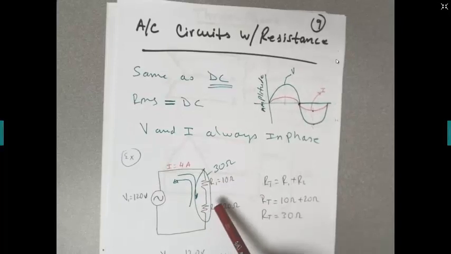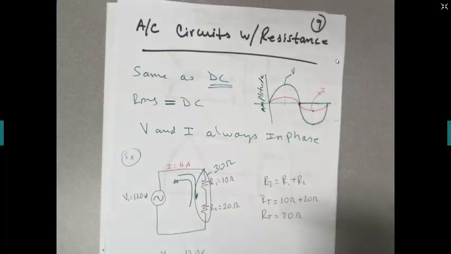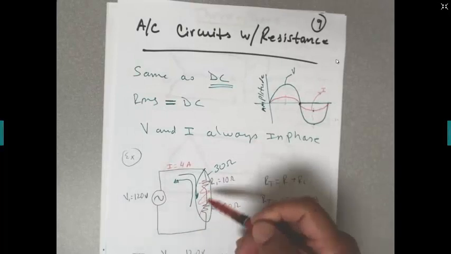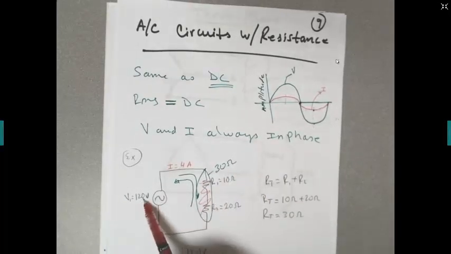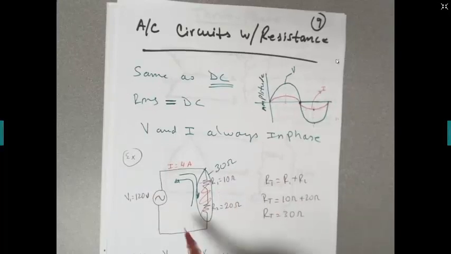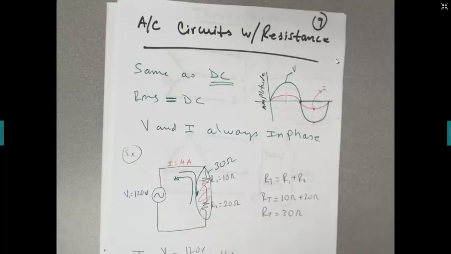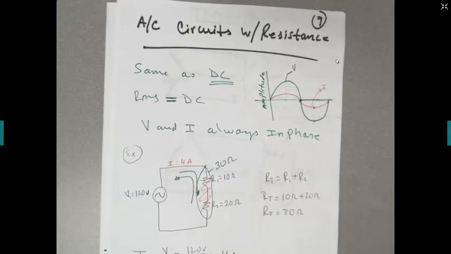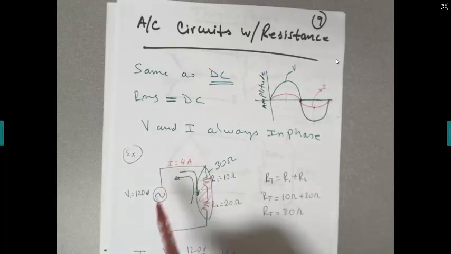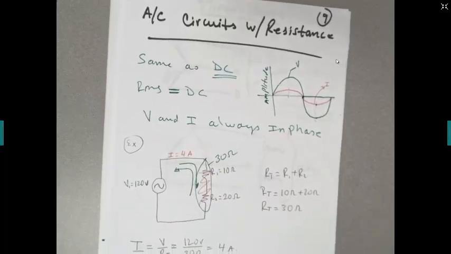Because they're in series, you can add them and replace them by one big resistor that has 30 ohms. So divide the voltage, 120, by the resistance, 30, and that will give you 4, and that's the amperes of the current. So the current on this circuit will be 4 amps.